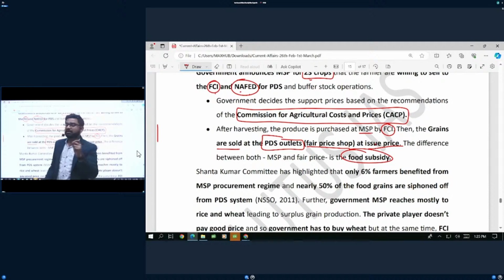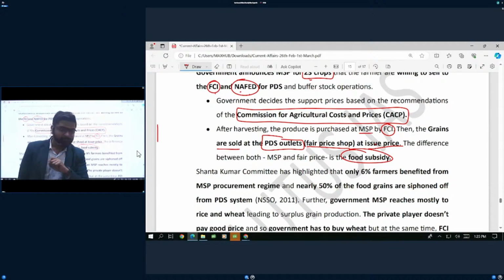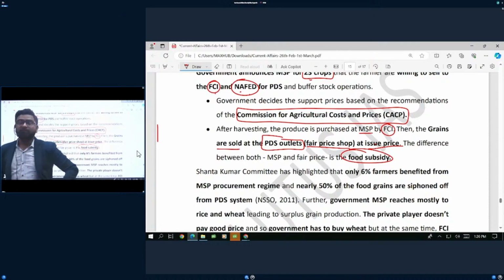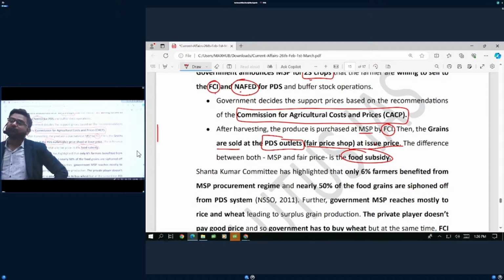So the difference, the market price is 10 rupees, you give 12 rupees as MSP. Then at fair price shop, you will sell that same potato at 5 rupees. So the difference of 12 minus 5, कितना बचा? Maths मेरी ठीक नहीं है. 7 बताना साहब. 7. 7 is your food subsidy.